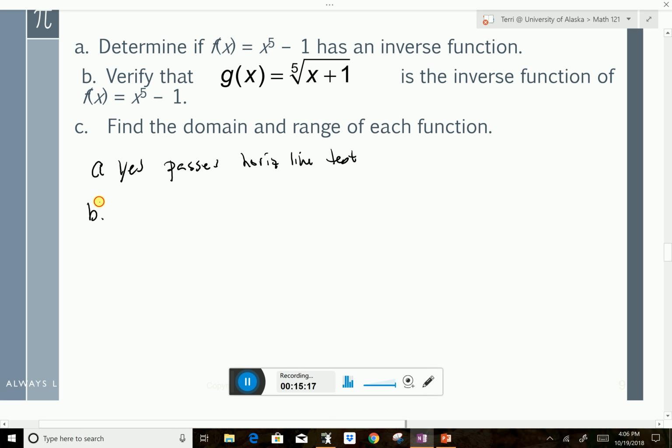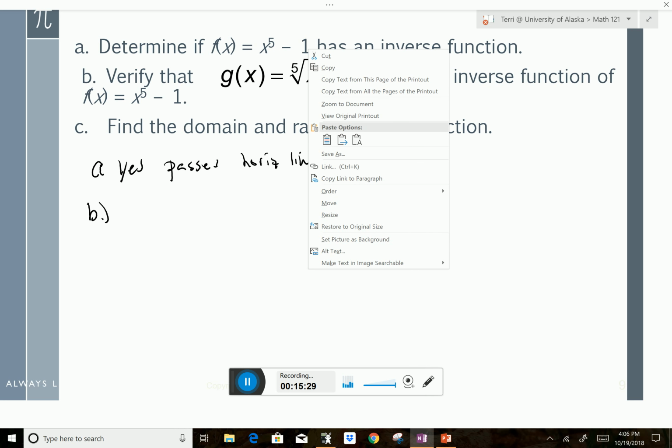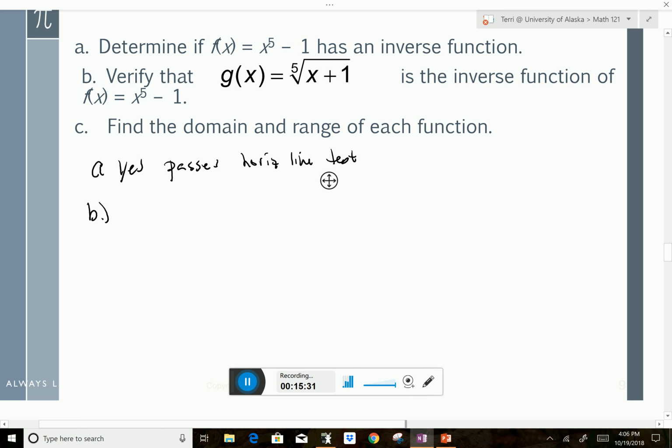Now B, we have to verify that this is the inverse function. Our original function takes something to the fifth power, then subtracts 1. Remember, our inverse function will do the exact opposite in the opposite order. So it should first add 1, then take the fifth root. Let's make sure that's correct.